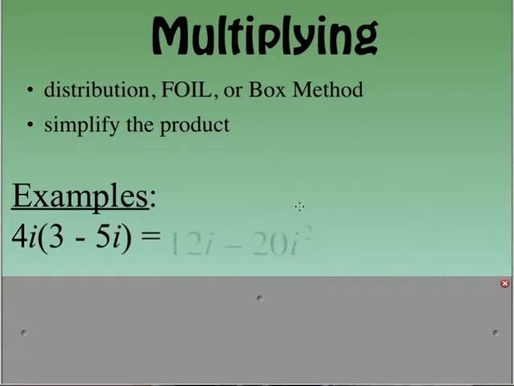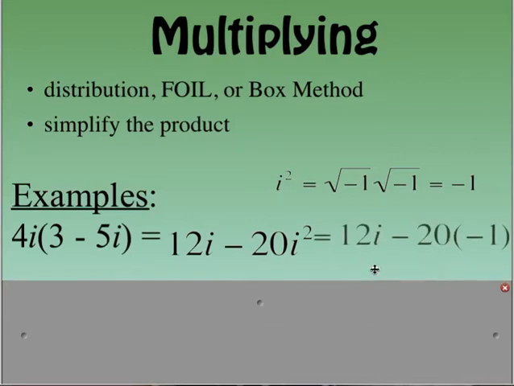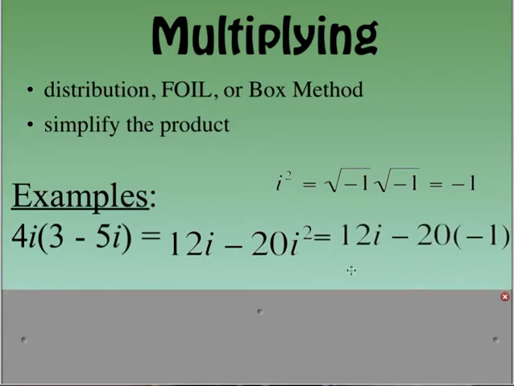Now something I want you to think about is if i is represented by the square root of negative 1, then that must mean that i squared is the square root of -1 times the square root of -1, which just simplifies to -1. So anytime you have i squared in a product, I want you to simplify it down to -1. So then my product would be 12i minus 20 times -1, and then that simplifies to 12i plus 20. And so this is in standard form too, it's just that the bi is before the a, and that's okay.